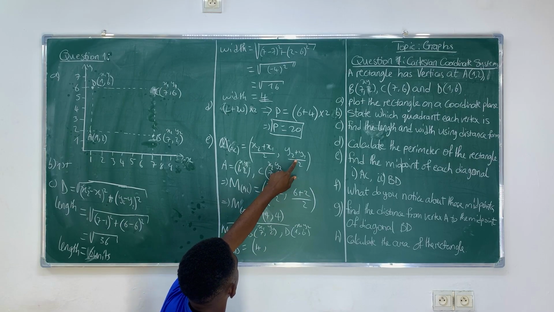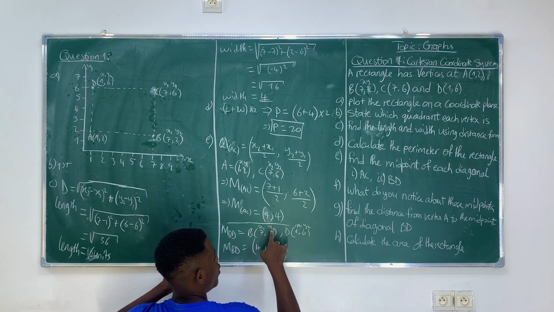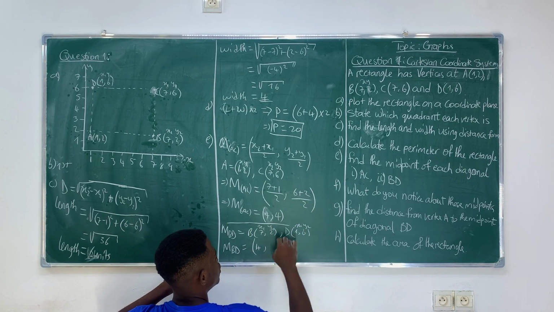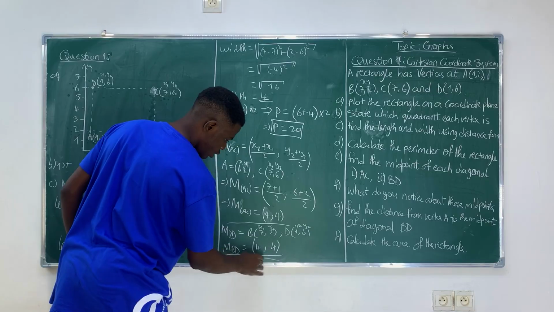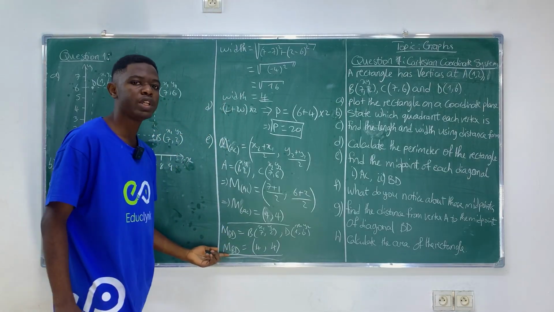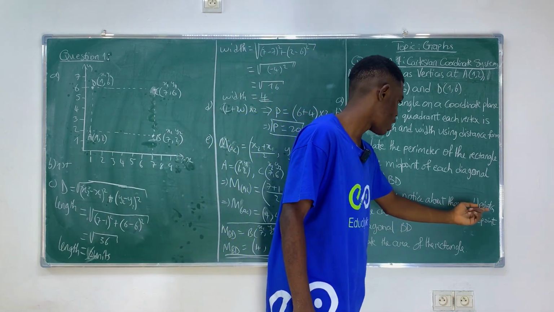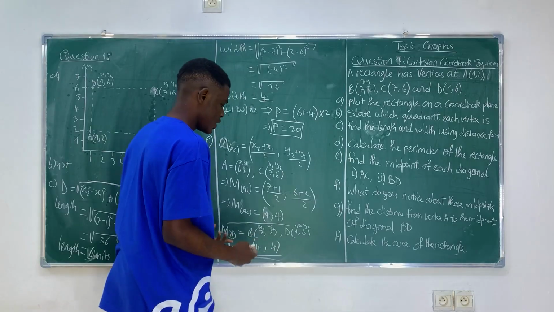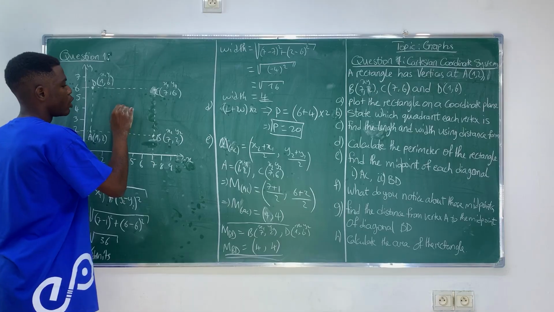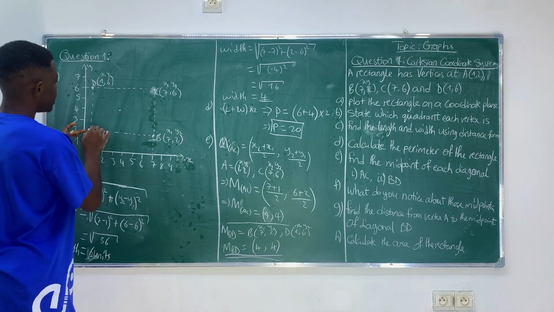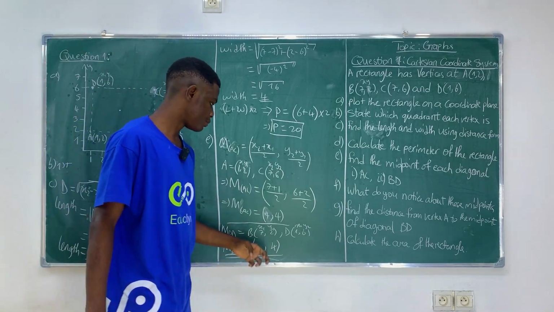So the second point is y2 plus y1 divided by 2. y2 is 6 plus y1, 2. 6 plus 2 is 8 divided by 2 is 4. So that is the answer for the midpoint between AC and the midpoint between BD. They are the same. What is the F part say? What do you notice about these midpoints? Notice that the midpoint is the same, and this is very logical. The midpoint should be the same, because you're in the middle of this diagonal and also in the middle of this diagonal. So the midpoint is normally the same.